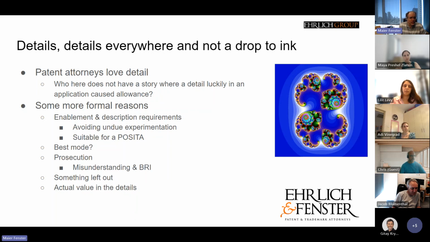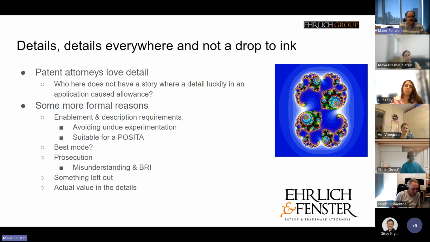But there are also formal reasons why we need detail. There's enablement and description requirements, and we have to show that there's no undue experimentation. Figuring out details usually requires experimentation. It has to be suitable for a person of ordinary skill in the art. Possibly there's a requirement for best mode.